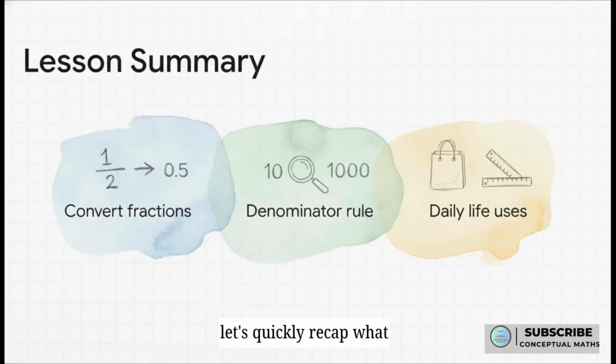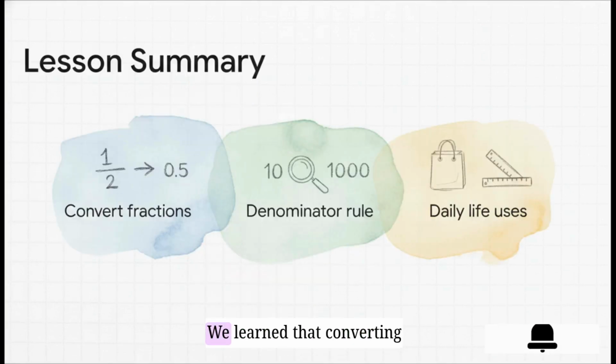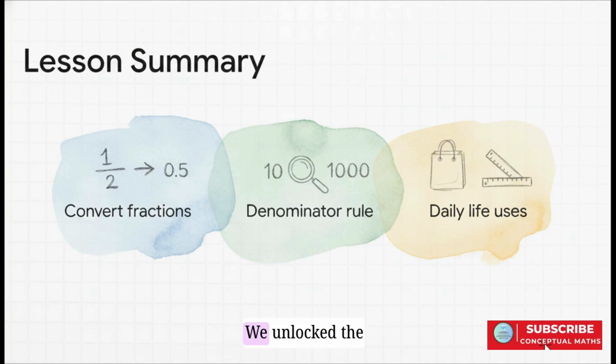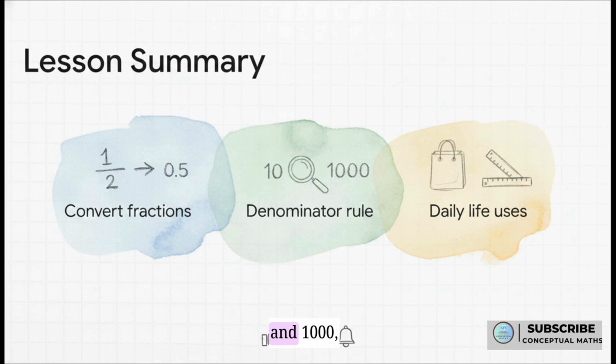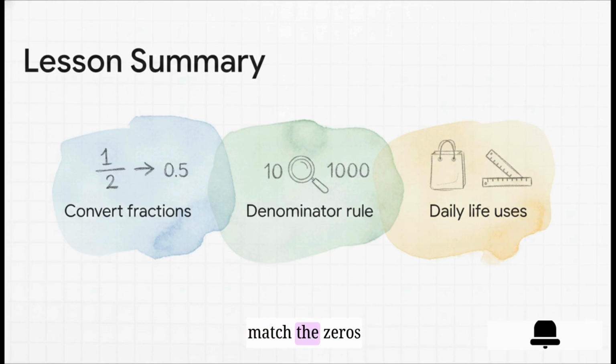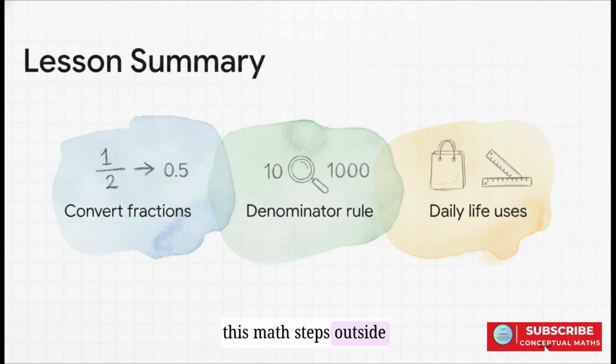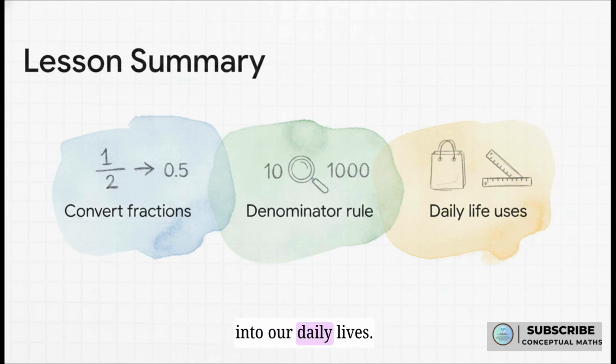So let's quickly recap what we covered in today's explainer. We learned that converting fractions to decimals is really all about finding a base of 10. We unlocked the rule of 10, 100, and 1,000, a reminder to simply match the zeros to our decimal places. And finally, we saw exactly how this math steps outside the classroom and right into our daily lives.